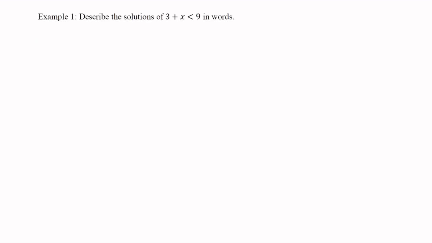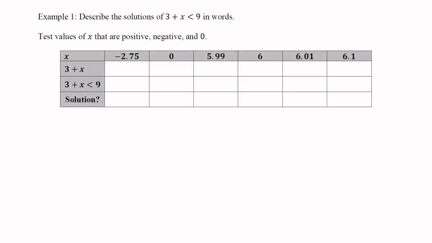So let's talk about what a solution looks like. We're going to describe the solutions of 3 plus x is less than 9 in words. We're going to test values of x that are positive, negative, and 0. I've written a little table here, and we're going to start with putting in negative 2.75 for x. When you substitute that in, 3 plus negative 2.75 gives you 0.25. If you put that in on the left-hand side, you do find that you have a true statement. 0.25, or 1/4, is less than 9. So that is a solution.